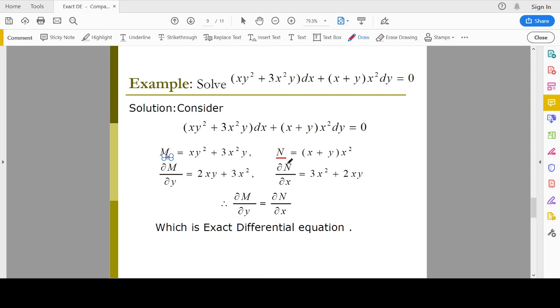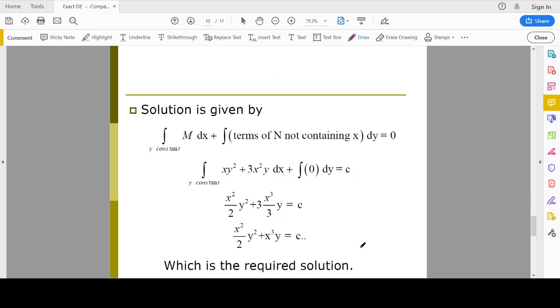Now similarly here del N by del x, differentiating partially with respect to x keeping y constant. Now when we multiply this x cube term, therefore derivative of this term is 3x square, then derivative of x square y is 2xy. Now here this del M by del y and del N by del x, these values are equal. Therefore the given equation is exact differential equation.